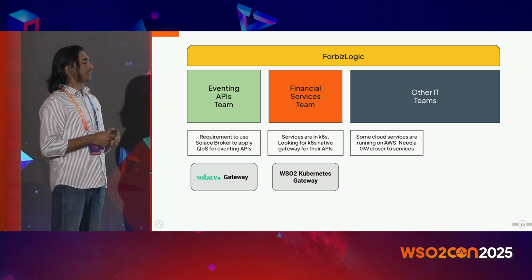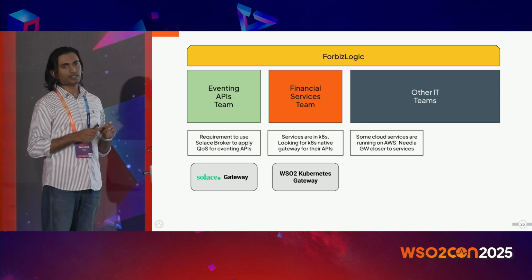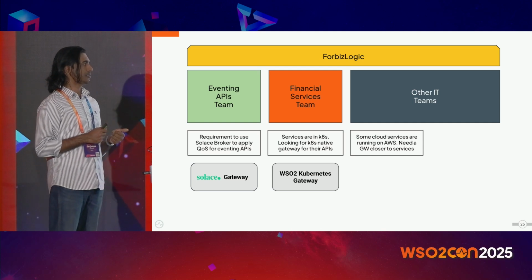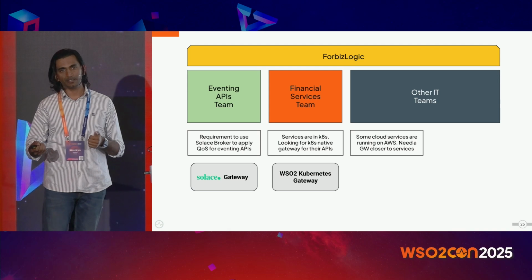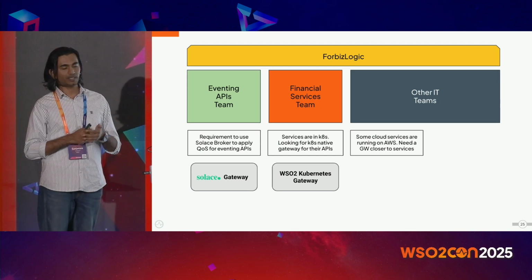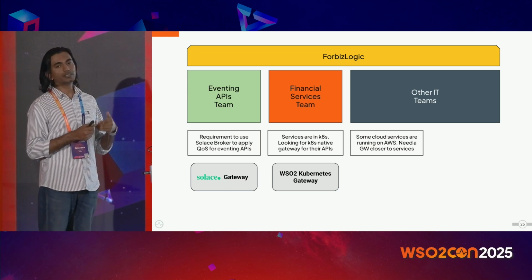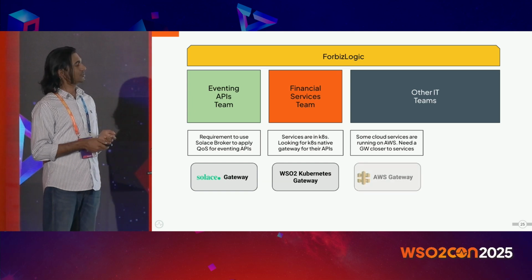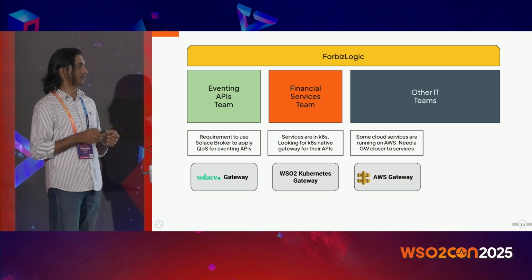Then there is the cloud services team. All their services are running on AWS cloud. One requirement for them is that all their gateways need to be deployed closer to their backend. So possibly in that case, they won't go ahead and use the WSO2 Gateway, because all their services are running on AWS. So why not use the AWS Gateway? Due to that, that team decided to go ahead with the AWS Gateway.